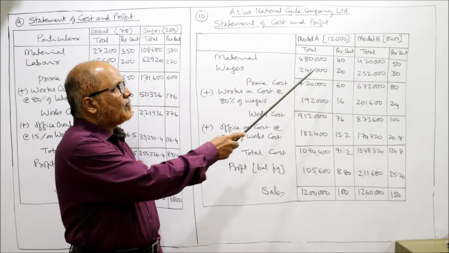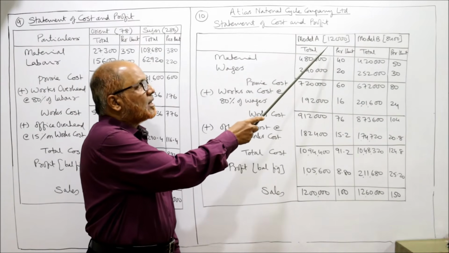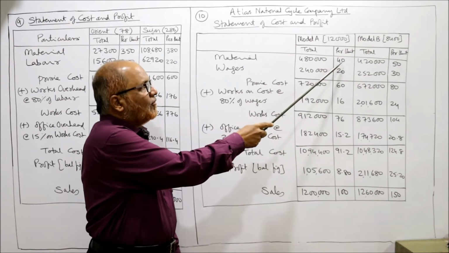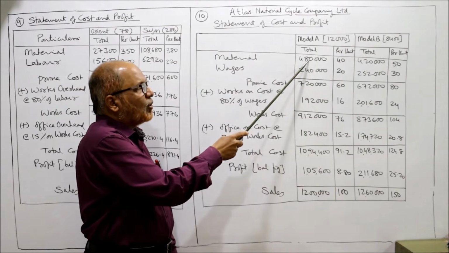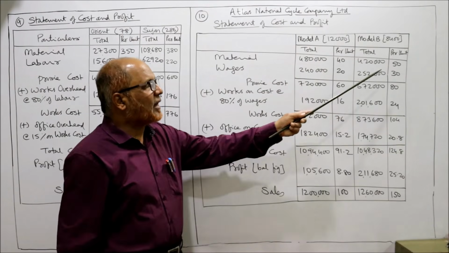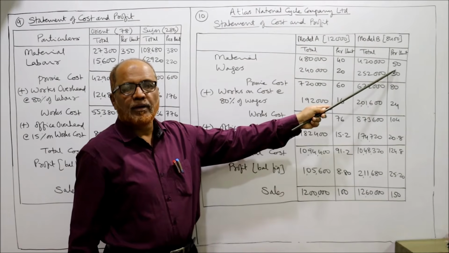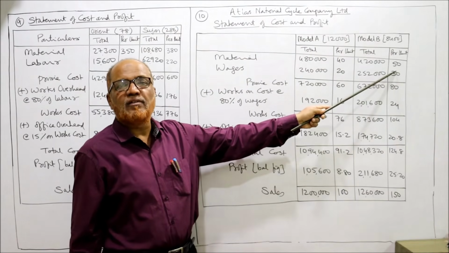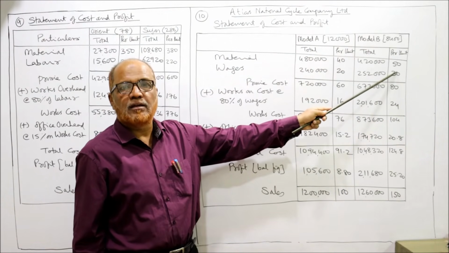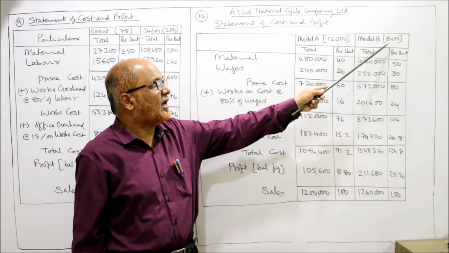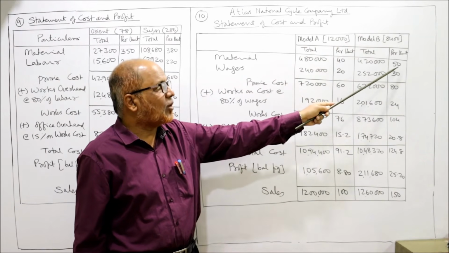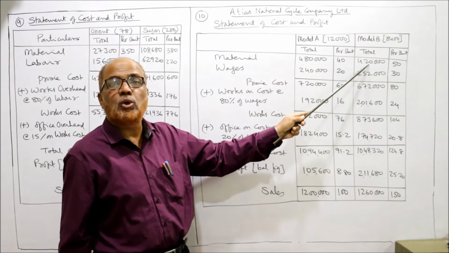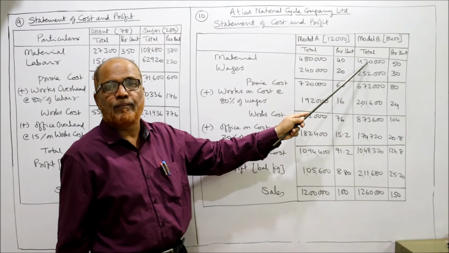Per cycle 40 rupees material. How many cycles are manufactured? 12,000. So 40 into 12,000 you'll get 4,80,000. Here also per cycle 50 rupees is given in the problem, material for model B. How many cycles are manufactured? 8,400. So 8,400 into 50, 4,20,000 is the total material for model B.